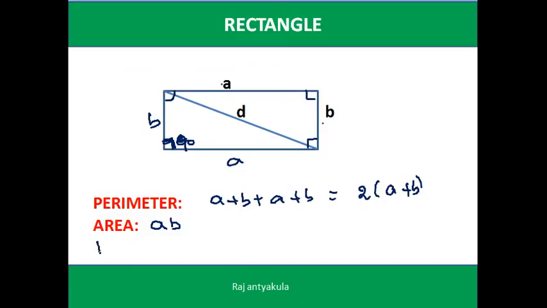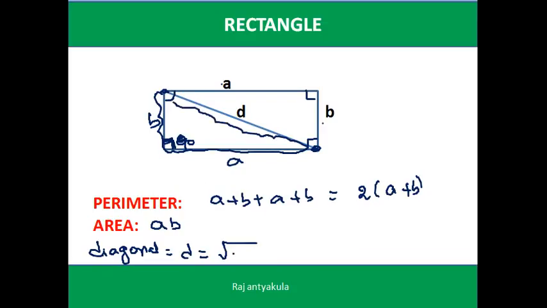Next, diagonal. What is a diagonal here? If you join opposite vertices, this we call a diagonal. The diagonal, which is represented by D, is found simply by applying the Pythagoras rule, because this forms a right angle triangle. So D square equals A square plus B square, or D equals root of A square plus B square. Diagonal of a rectangle is root of A square plus B square, simply by applying the Pythagoras rule.